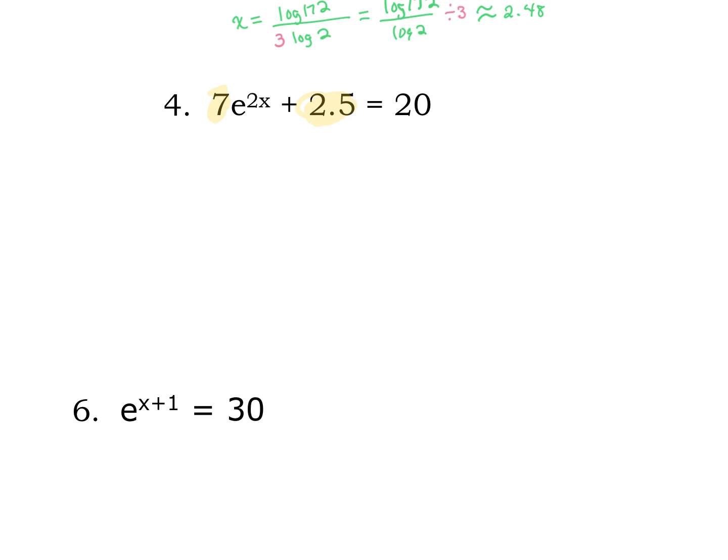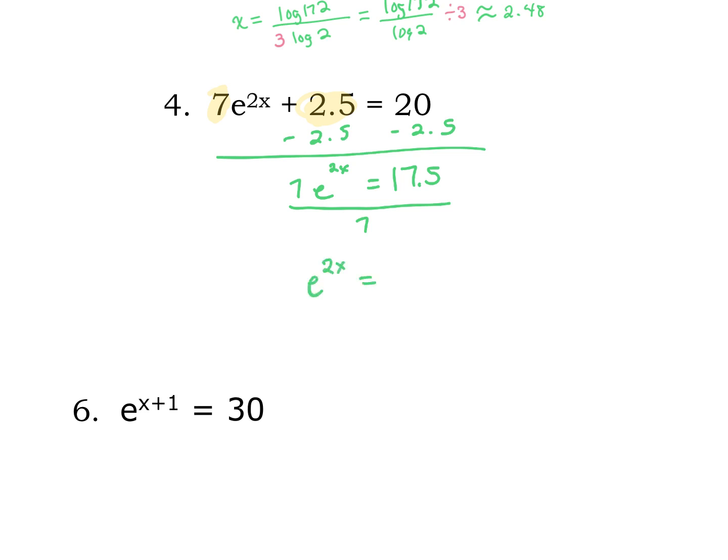So in other words, we're going to subtract this 2.5 first, and that leaves us with 7 times e to the 2x is equal to 17.5. And then we need to divide both sides by this 7. So we get e to the 2x is equal to 2.5.